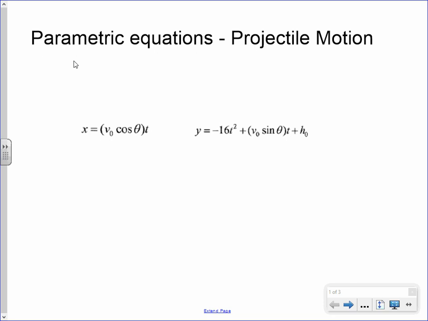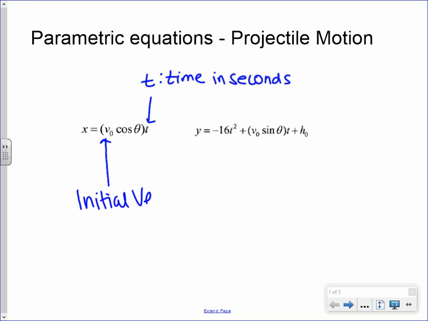Great question, okay? So first of all, what do you think T is going to stand for? Time, and time is going to be in seconds, okay? What do you think this V naught stands for? What did you say, Elon? Initial velocity.